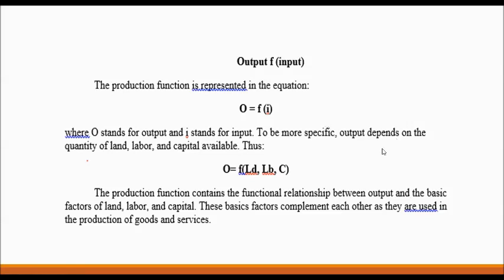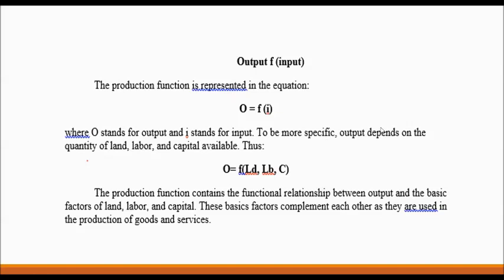Because in producing a finished product or finished output, it depends on the capacity of the land. It depends on the accessibility of the area, or it depends on the square meter or the area of the land that is occupying the business. And then also the labor.